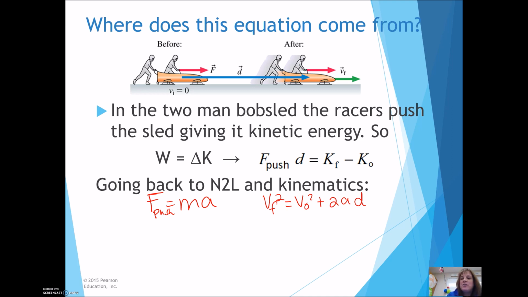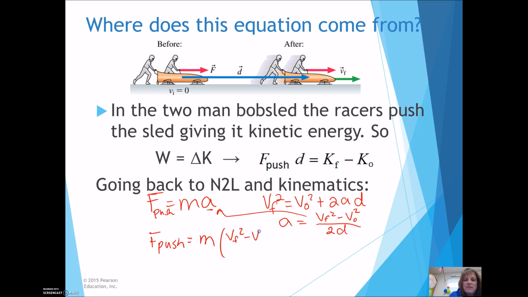If I rearrange this to solve for acceleration, that gives us acceleration is the final velocity squared minus the initial velocity squared, just move that over, then divide by my 2d. I'm going to put that in for my acceleration. So we get force of push is equal to mass times the quantity V final squared minus V initial squared over 2D.